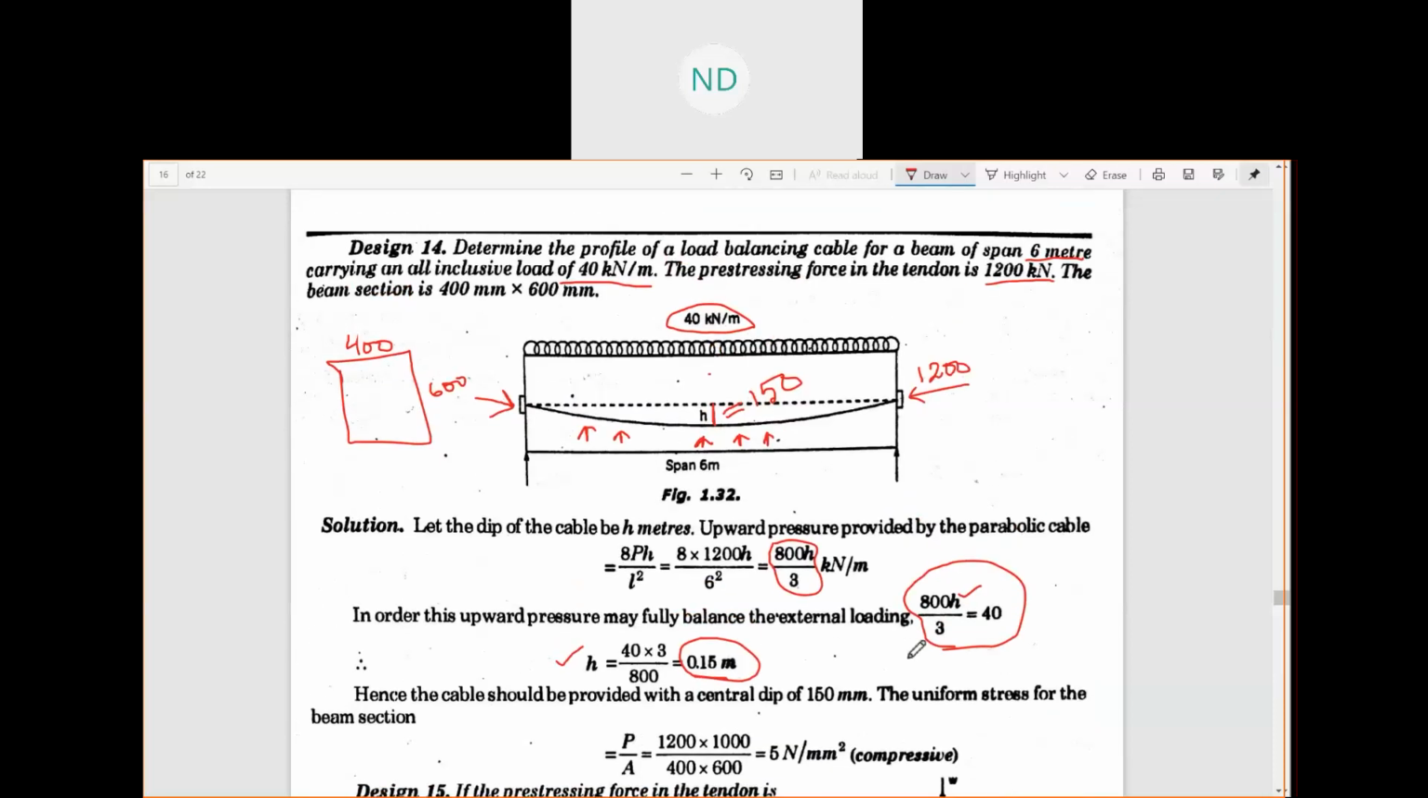And then what is this? The stress we have to find out. You can also calculate the stress after knowing the dip. Now you can find out the stress, which is here. In this case, the stress will be P by A. The uniform stress is P by A, which is the direct stress, and it is compressive in nature. You can also calculate it if it is asked. If it is not asked, then it is also okay if you do not calculate.